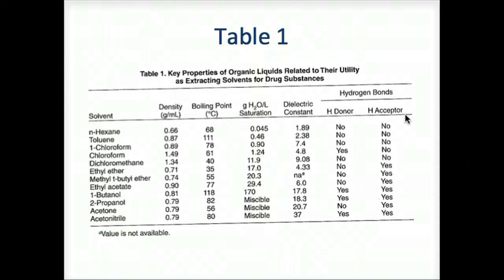One, the solubility of water in that solvent. You note this right here, grams water per liter. And the second is the dielectric constant, this column. These two parameters tell us how effective a given solvent will be for a given analyte. For example, see the next slide that shows caffeine.